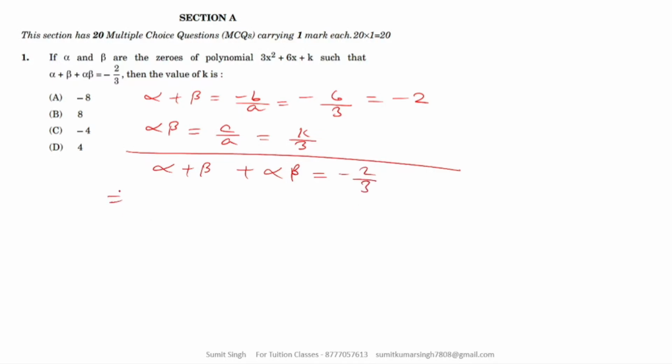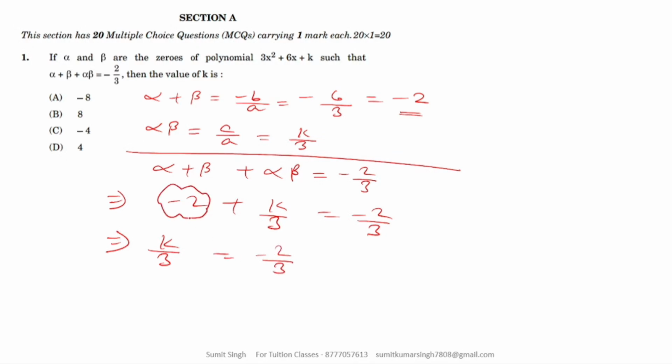Now we will substitute the values. We have already found the value of alpha plus beta, that is minus 2, and the value of alpha into beta is k by 3, and that will be equal to minus 2 by 3. So we will use the equation concept here. k by 3 will be equal to minus 2 by 3 plus 2, transferring the term to the right side. After simplification, we have k by 3 is equal to minus 4 by 3. These 3s cancel out, so the value of k will be minus 4, and in this way the correct answer for this question is option C.